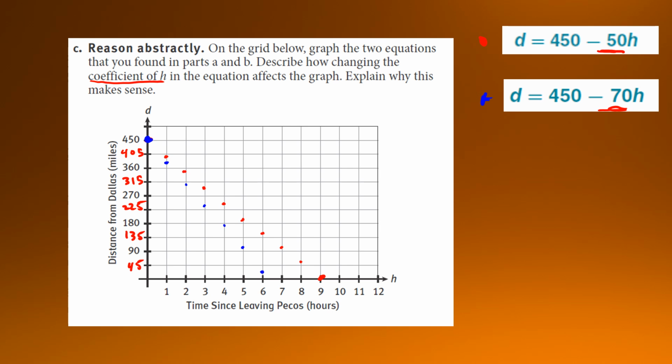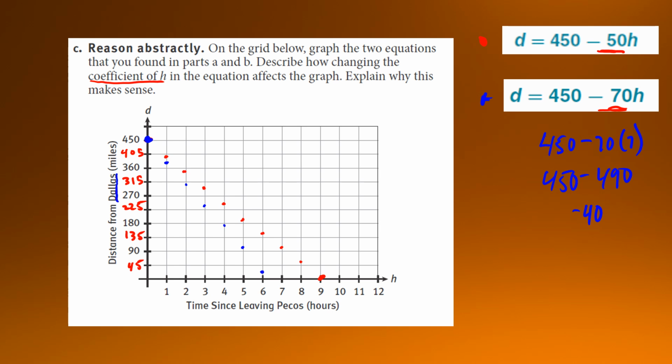So if I plug 7 in here, I would get 450 minus 70 times 7, which would be 490. So you can see that it's in the negative. So he gets there before 7 hours. So somewhere between 6 and 7 hours, he's going to be arriving in Dallas, because this is his distance from Dallas, coming closer and closer and closer down to 0.